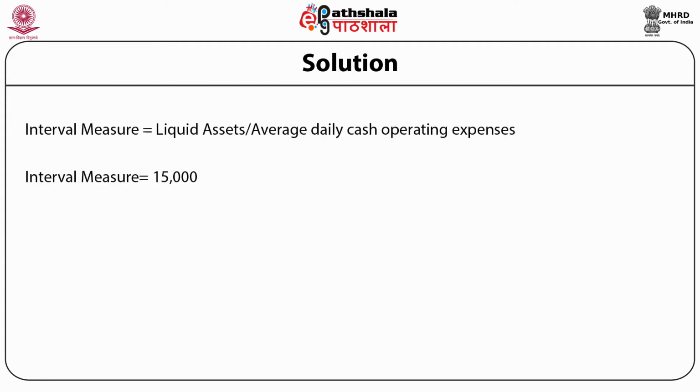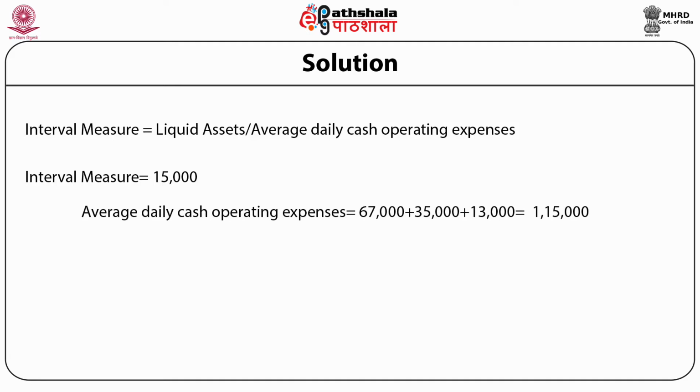As we know, interval measure is calculated by using this formula, that is liquid assets divided by average daily cash operating expenses. First of all, we'll calculate average daily cash operating expenses as the sum of 67,000 plus 35,000 plus 13,000, that is equal to 1,15,000. Now we'll divide these expenses by 360 days, and that will be equal to 319.